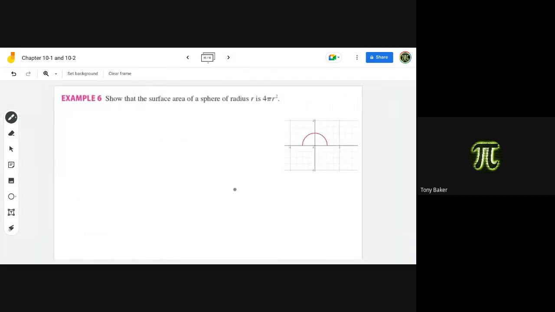All right, so the surface area for a sphere is 4 pi r squared. Okay? That's the surface area for a sphere. We just want to prove it.